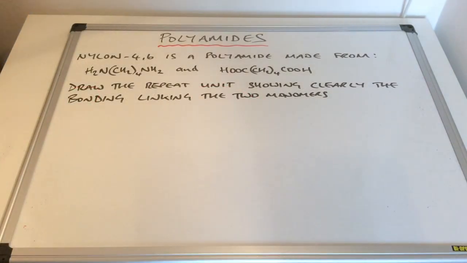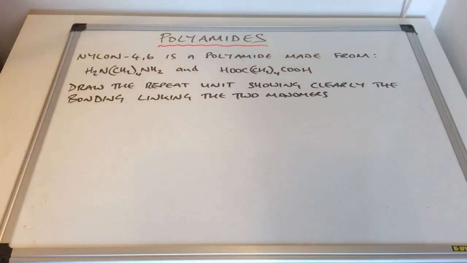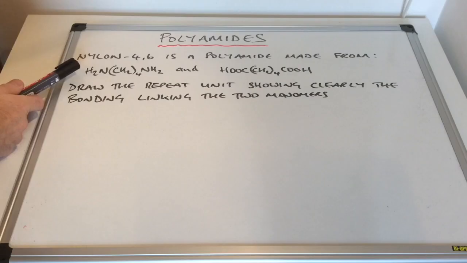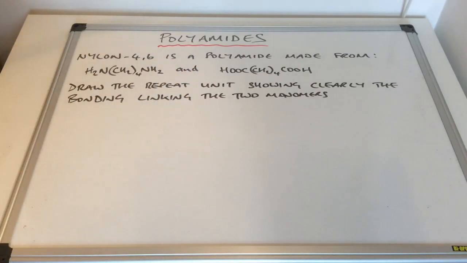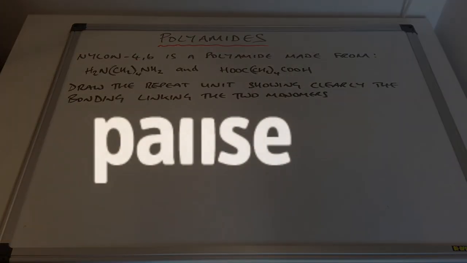So we'll finish with a past paper question. I found this one about nylon 4,6. So most students will have covered nylon 6,6 in school or college. So this question is about nylon 4,6. You were told it was a polyamide and it's made from these two monomers. So that's butane 1,4-diamine and hexane dioic acid. And what you had to do was draw the repeat unit showing clearly the bonding linking the two monomers. So if you have a go at that, and then I'll go through the answer.